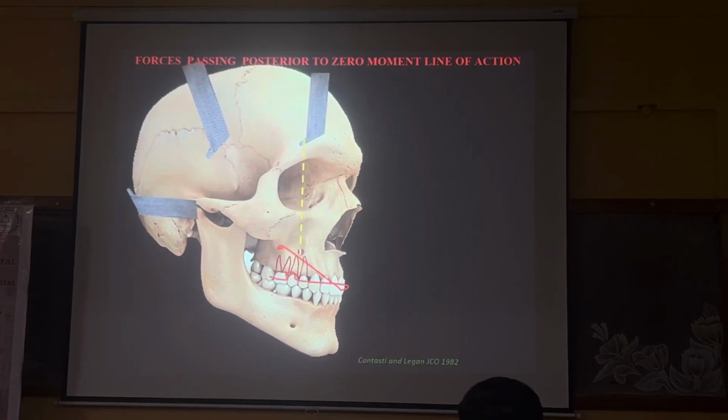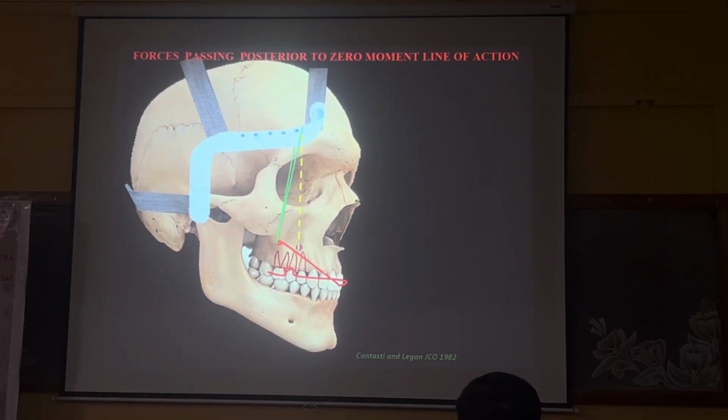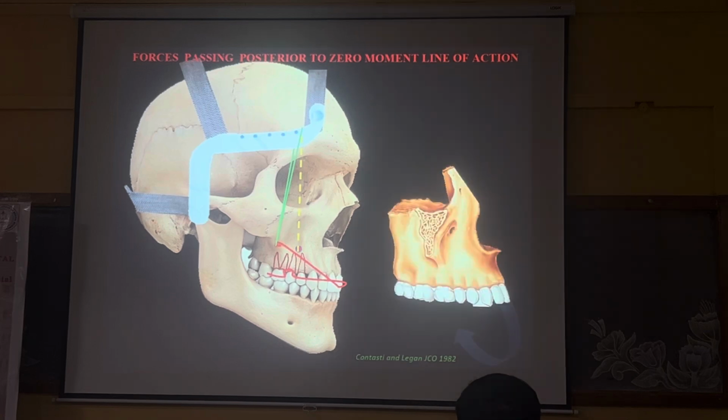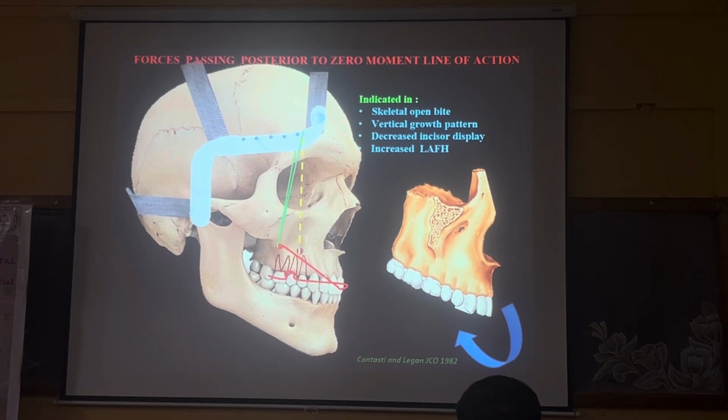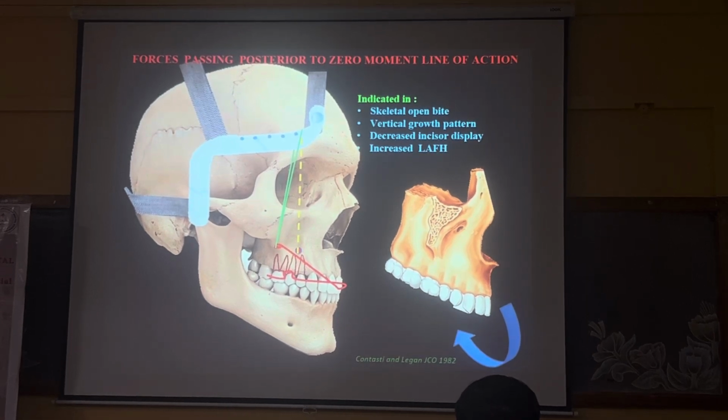And if I am going to go behind, posterior to the center of resistance, I will get a clockwise rotation. These are the indications: skeletal open bite.